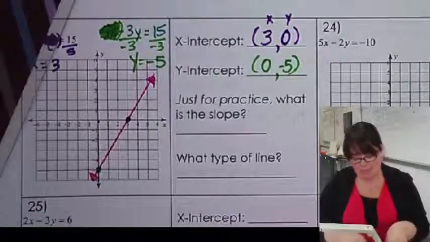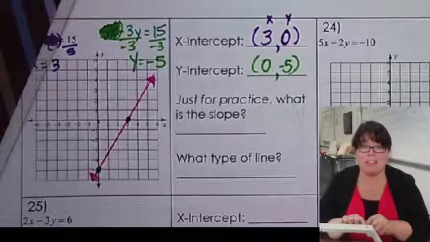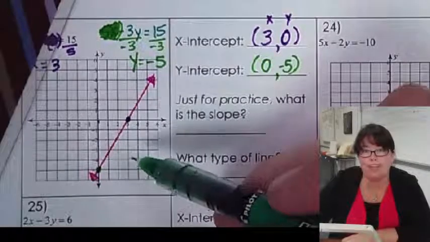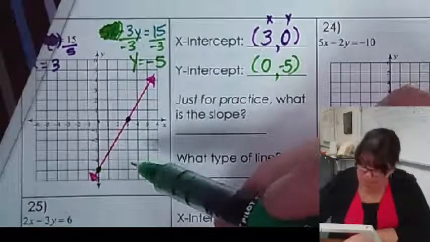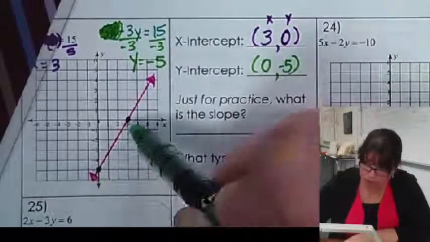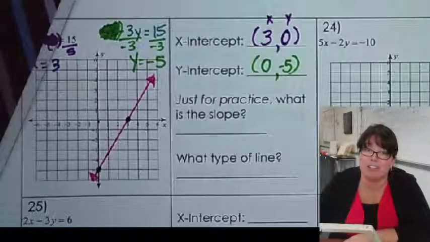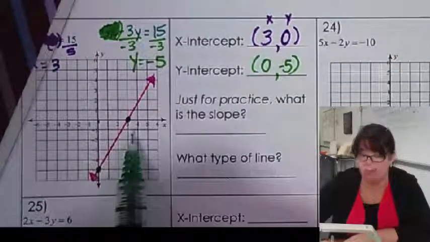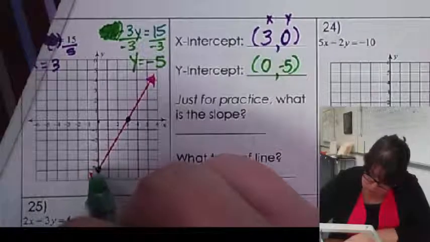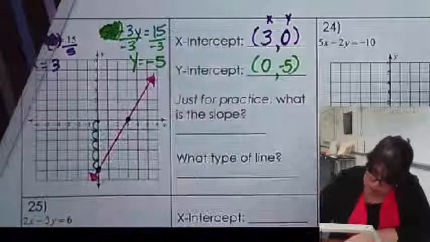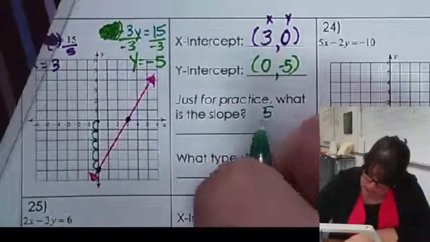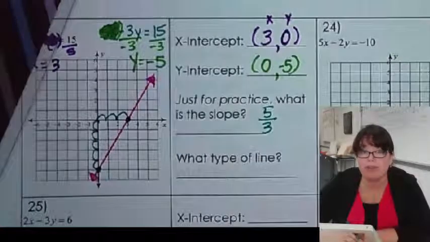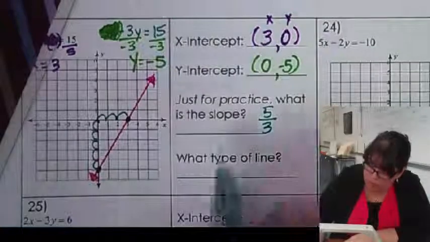Now, just for practice, just for fun, let's go ahead and find the slope. Remember, when you're finding the slope of a line on a graph, you want to find 2 points that cross at an intersection. It just so happens that our 2 intercept points cross at an intersection. So let's use those. So to get from the left point to the right point, going left to right, we're going to go up 1, 2, 3, 4, 5. So up 5, that's my rise, and over 1, 2, 3. Up 5, over 3.